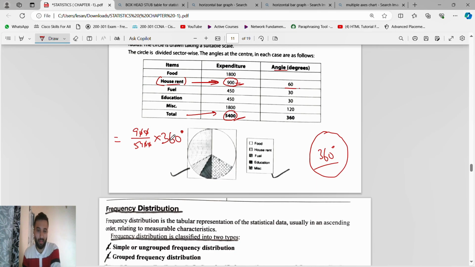So like that you will get it. Remember the formula: its value divided by total value, multiplied by 360 degrees, gives the angles or pie angle.